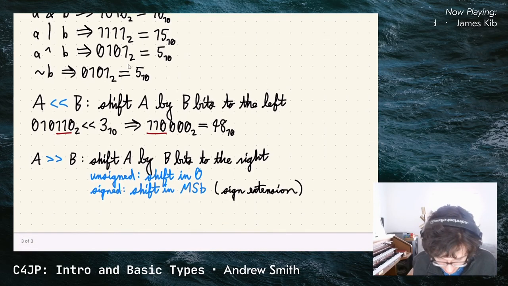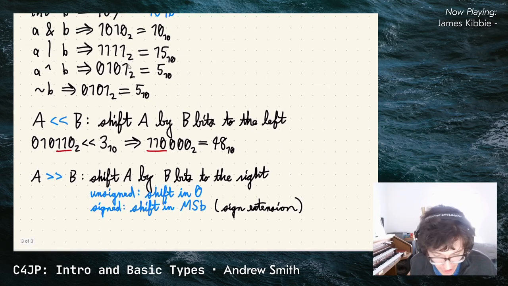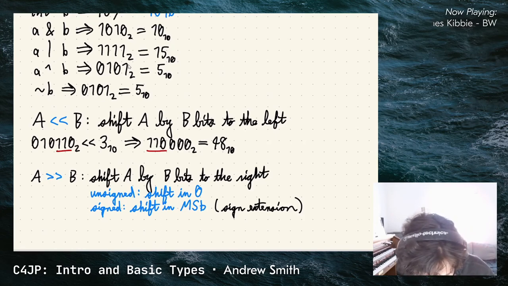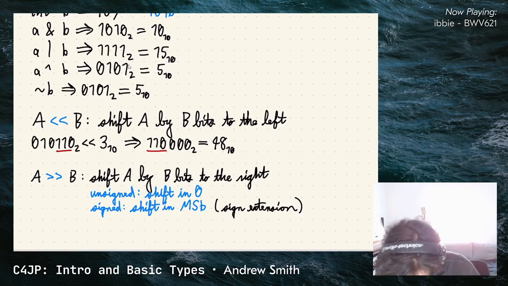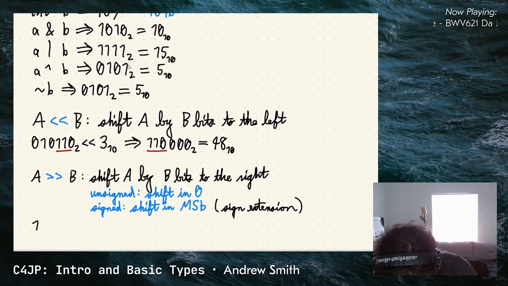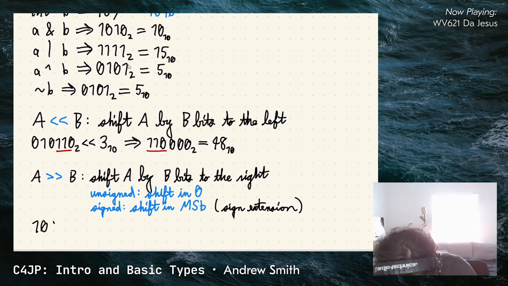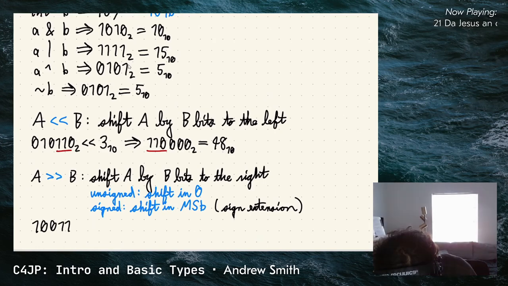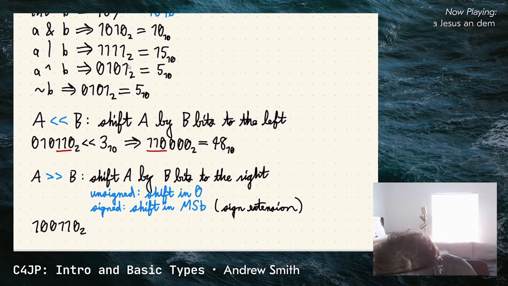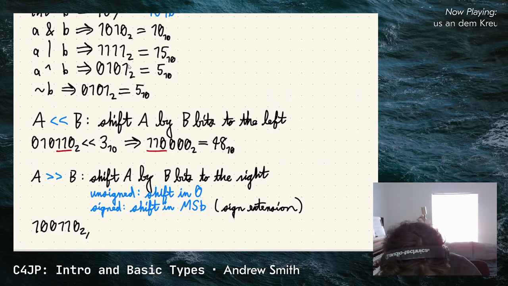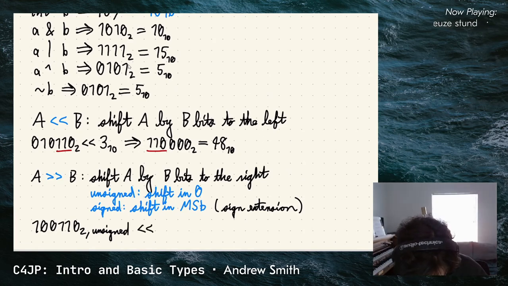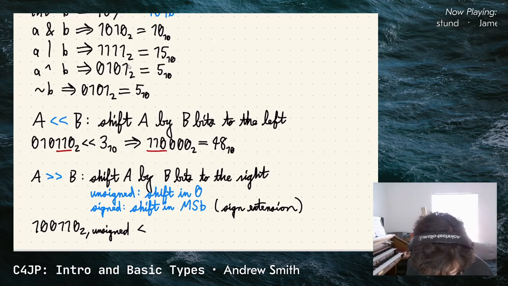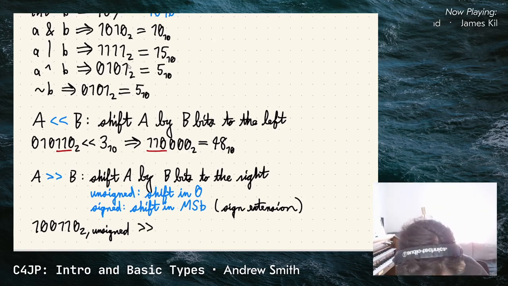So let's do an example of a right shift. Here I'm going to say that I want to right shift the value 1 0 0 1 1 0. And I'm going to note that this is base 2 unsigned. And I'm going to right shift it by 3 bits to the right.